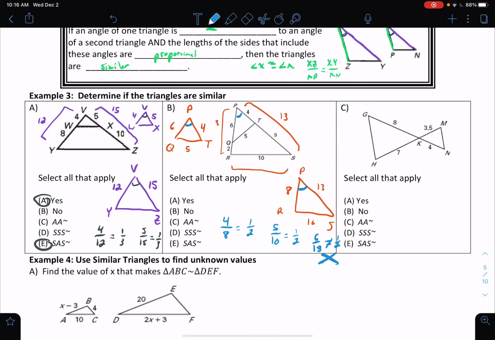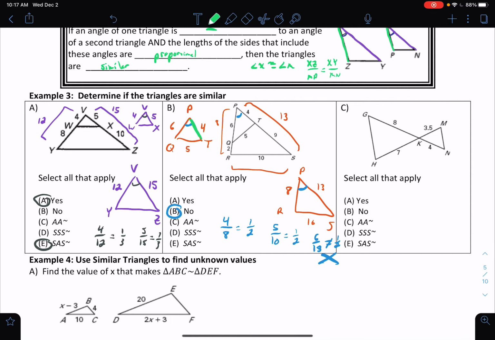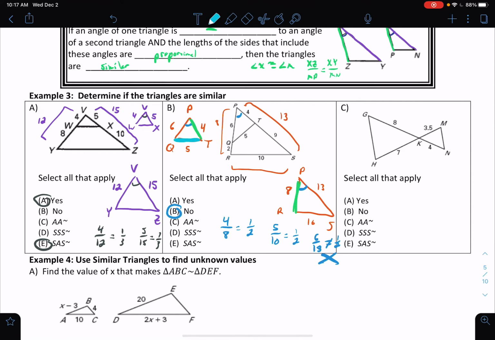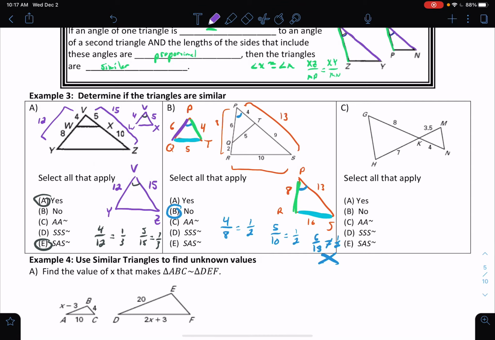So this one throws it off. So the fact that not all my sides are proportional, these are not similar triangles. Okay? We were close, but it wasn't enough because when I matched up small to small, medium to medium, and large to large, not all of those proportions were equal to each other.